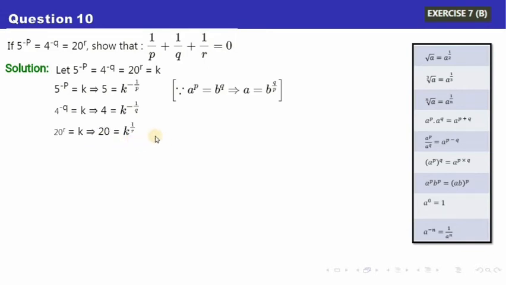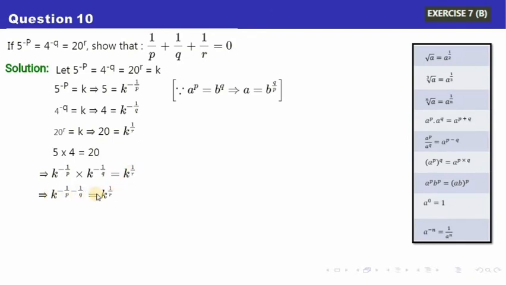Now observe this carefully. Can you say 5 into 4 is 20? Yes. Now what is 5? 5 is actually k to the power minus 1 by p. Okay. 4 is k to the power minus 1 by q, and 20 is k to the power 1 by r. So that's what I have done here. Okay. Now since the bases are equal, we'll add the powers. So when you add the powers, you get minus 1 by p minus 1 by q is equal to k to the power 1 by r.